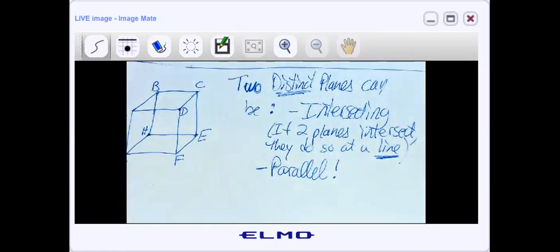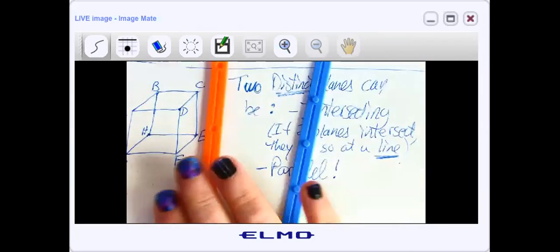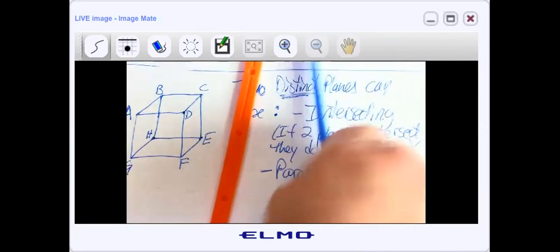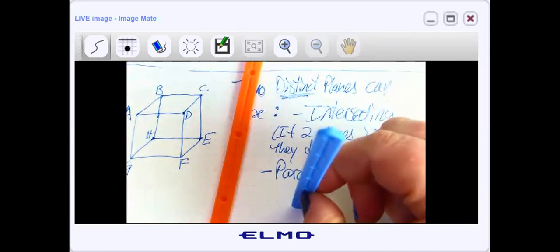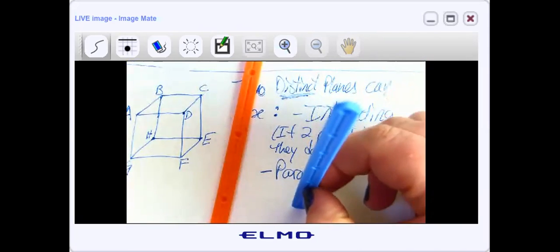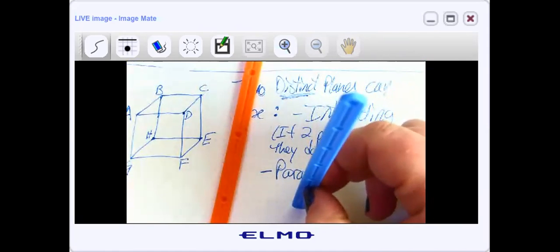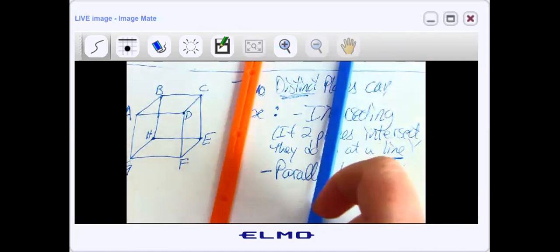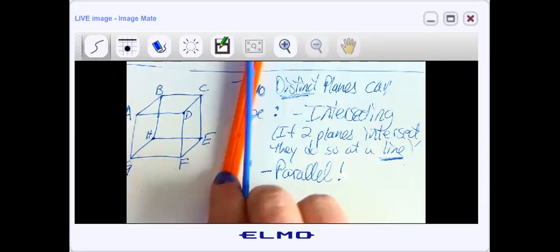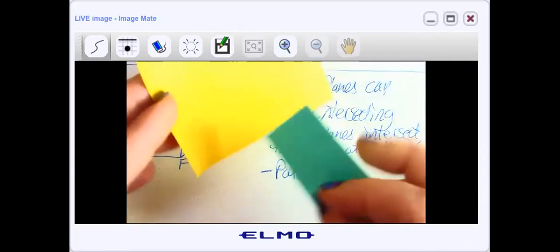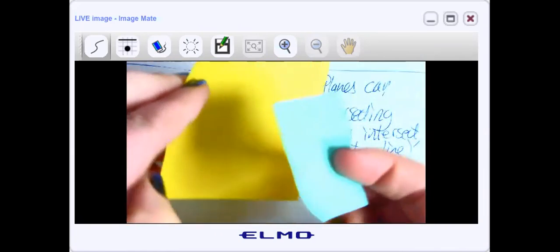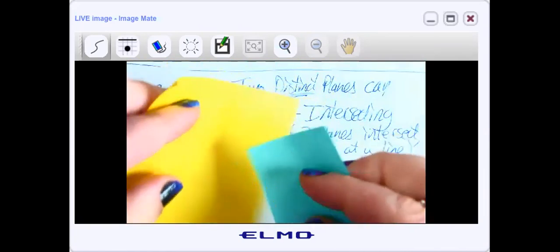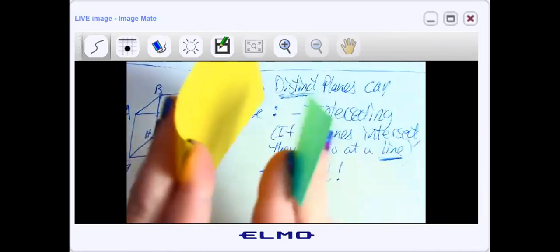Now, if you remember with lines, for me to make them skew, what I did was I started with them as parallel, and then I just pick one of them up and turn it so they're not in the same plane anymore. Okay, so let me try to do the same thing with my planes. I'm going to start with them parallel, and then I'm just going to turn one of them. See if I can do the same thing. So here's my two. So I'll start with them parallel. It is kind of hard for me to show you, but let's try it this way.